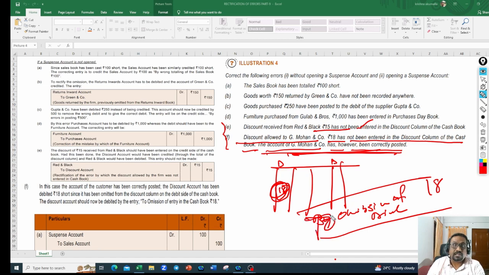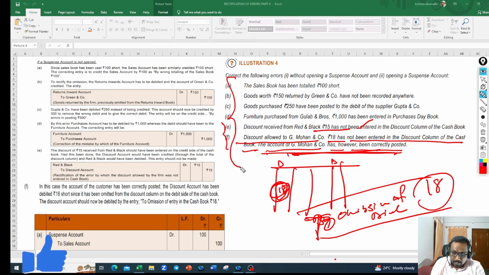Discount allowed is an expenditure, right? All expenses and losses are to be debited in discount allowed account. So to omission of discount, you need to put and mention 18 rupees there, one-sided entry. That's all you need to post. Are you clear? I hope you are clear on this, one-sided entries. I mean, without suspense account, how these transactions can be rectified in the books of accounts is what I explained so far.